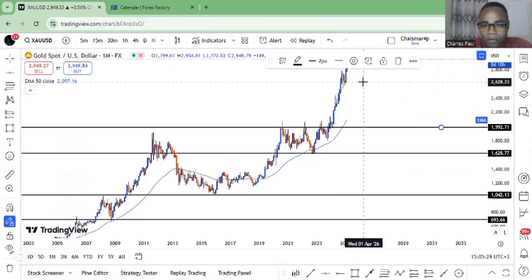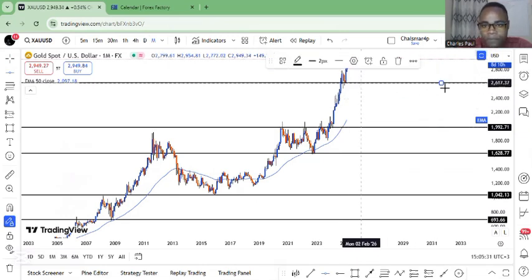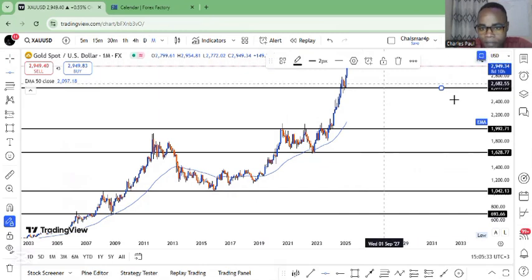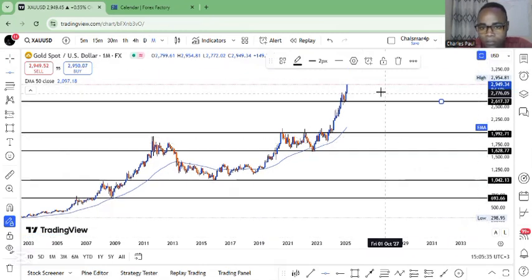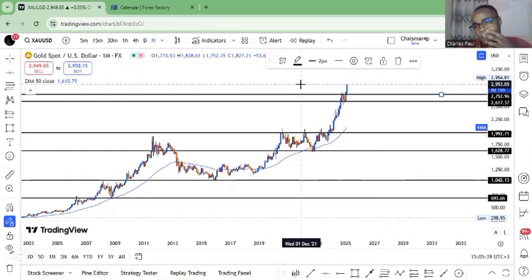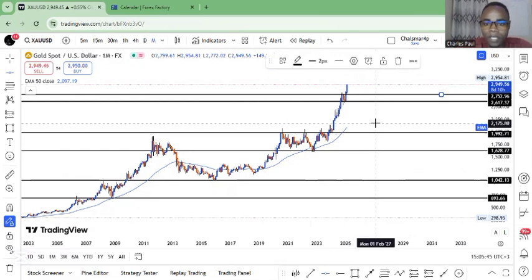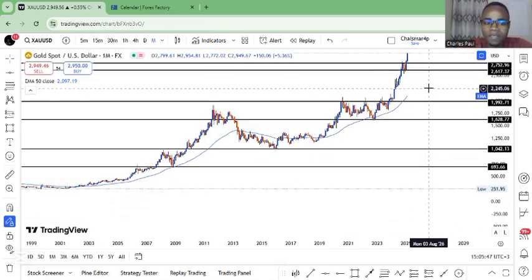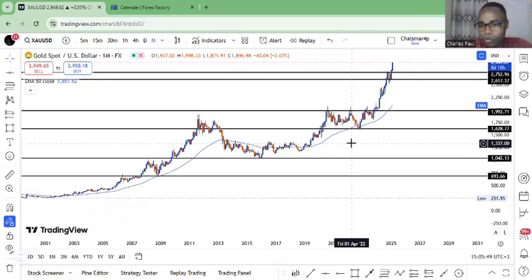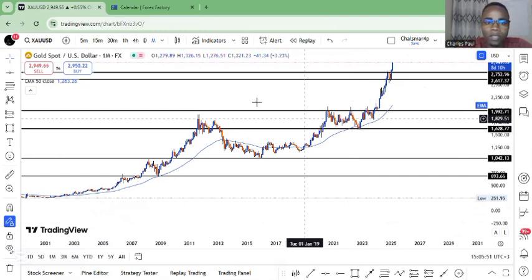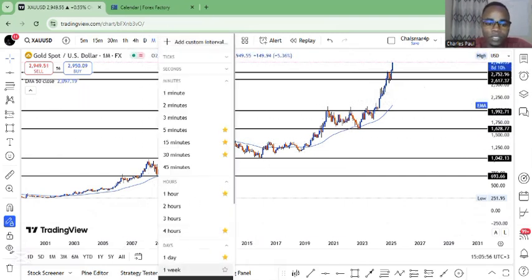a retest. Another level can be here, and then another zone can be this one, which is in the currently trading market. But what's the best? I think, okay, let's resume, and then drop onto another time frame, which is the weekly time frame.